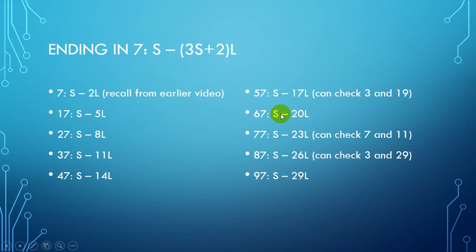67, that's prime. There's no other way. This is actually not too hard because it's 20 at least. You get a nice round number there. Multiple of 10. S minus 20L. 77, again, probably be easier to check 7 and 11 because they're a bit easier than this minus 23L business. 87, again, you can use this, or you can use 3 and 29, just like 57 might be easier. For 97, that's prime, you have to use S minus 29L. So finally, numbers ending in 9.